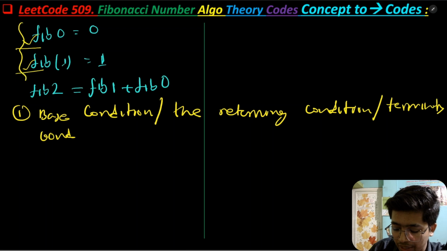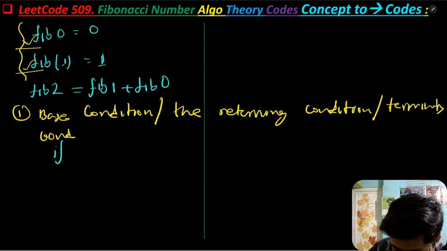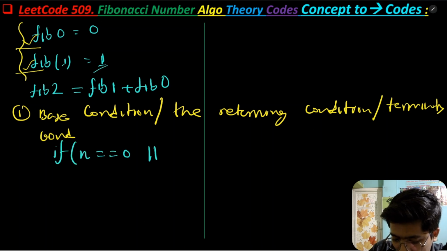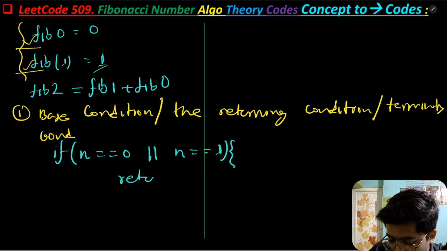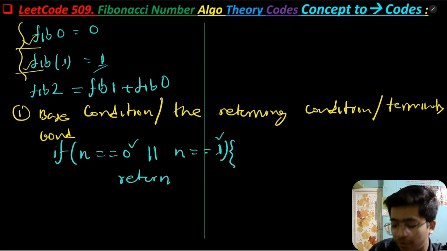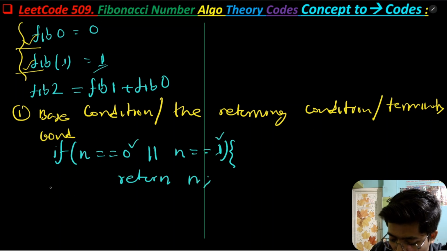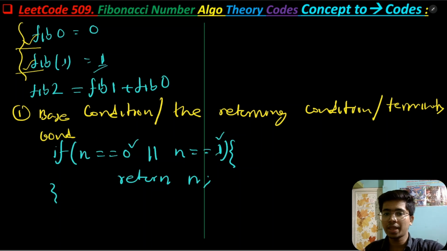To write those things, we can write like this: if n equals 0, or, now writing the second condition, n equals 1, then we will simply return the same value, 0 or 1. We have to return 0 and also 1. How can we return them? If we just return n, it will return both 0 and 1, and this is the base condition.